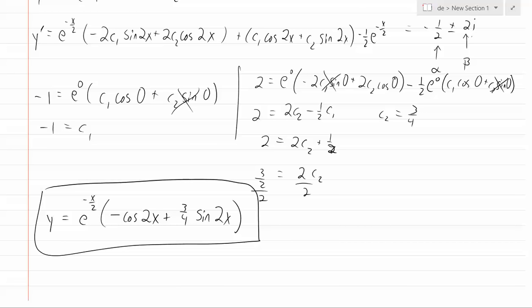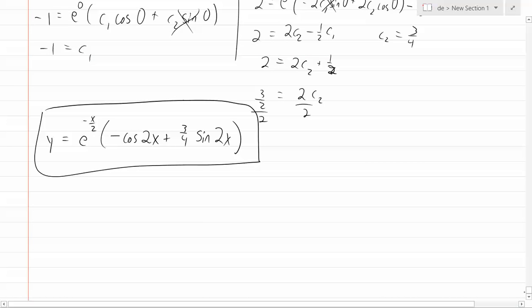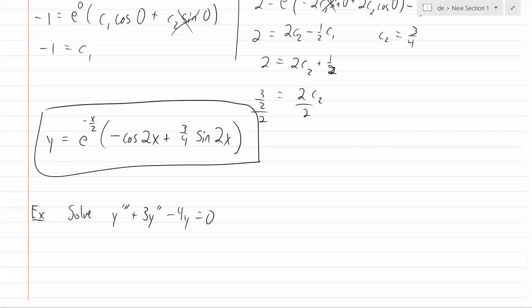Alright, if we have a third order differential equation, these are all second order that we've been working with. But if we want to solve a third order differential equation, then what would our auxiliary equation be?